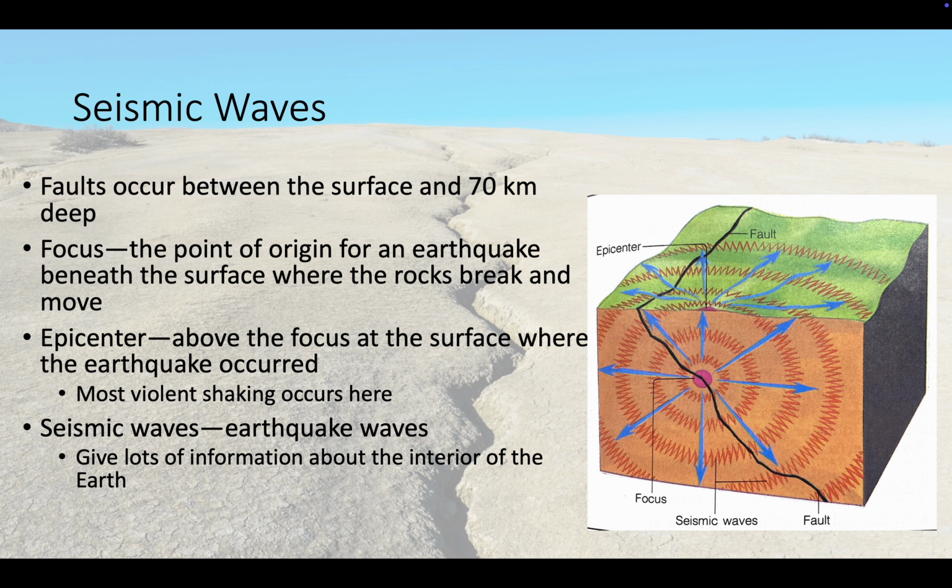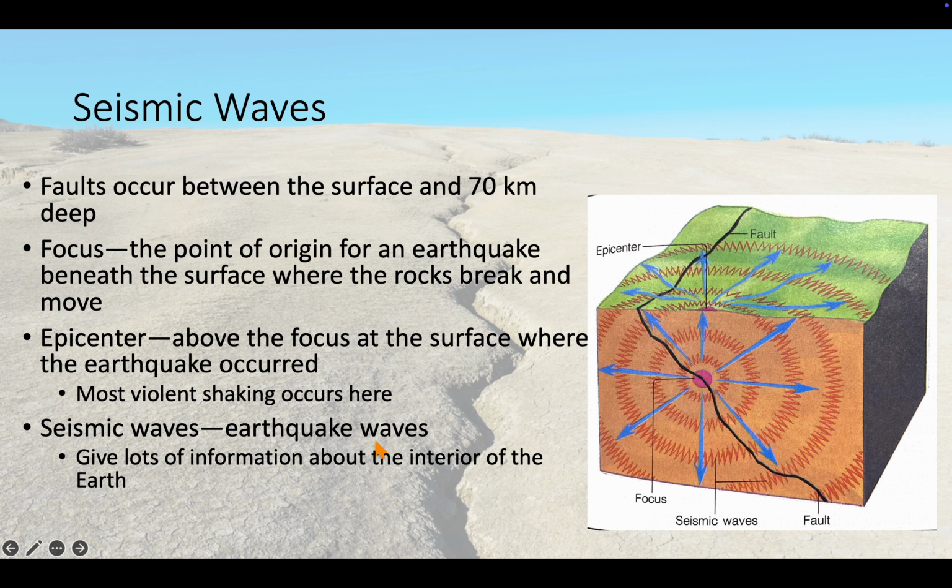We're going to be identifying where epicenters are later in the lesson, and doing some triangulation to do so. But I'll explain that when we get there. Most violent shaking occurs at the epicenter. So obviously we're not underground. We're not going to feel the stuff underground. It's the waves that are hitting directly above our focus. That's where the strongest hit is going to be.